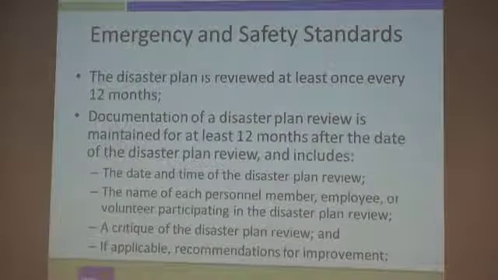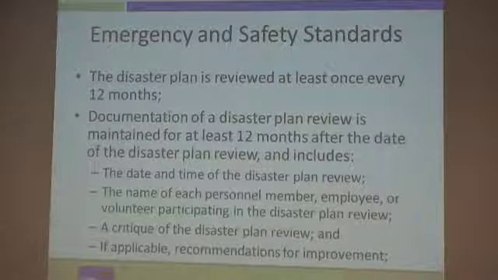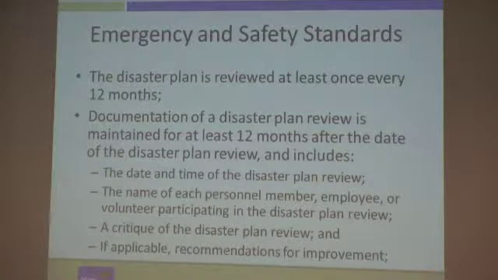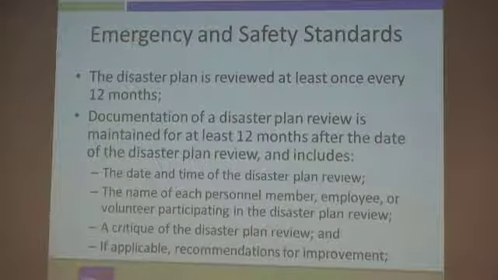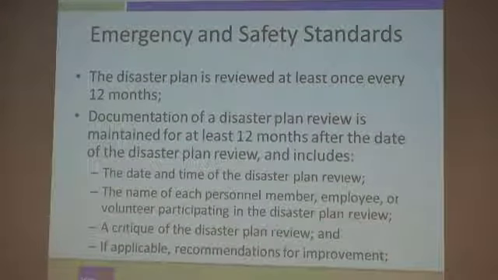The disaster plan is reviewed at least once every 12 months. Documentation of the disaster plan review is maintained for at least 12 months. It must include the date and time of the disaster plan review, the name of each personnel member, employee, or volunteer participating in the review, a critique of the review, and if applicable, any recommendations for improvement. Again, this is just for the plan.